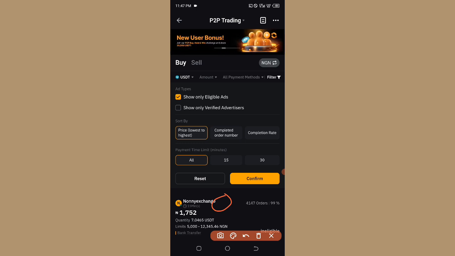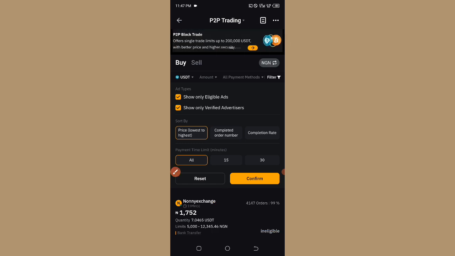So the next thing you are going to be looking at is this price, lowest to highest. When you click on this price now, they are going to sort all these adverts from the one that has the lowest price to the one that has the highest price.